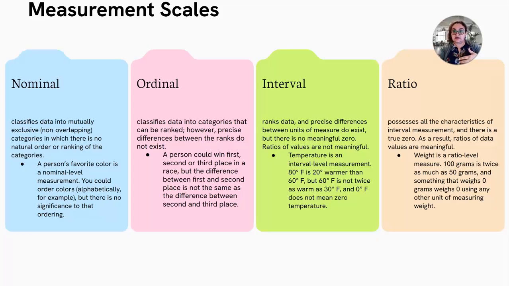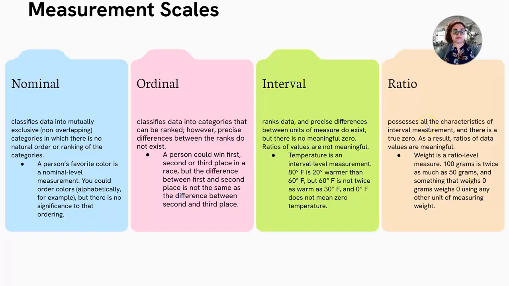Then ratio is the highest level that we'll look at. Ratio can be categorized. It can be ranked. It can have a real 0. So that's the major difference between interval and ratio. So if I have no grains, I have no weight of grain, right? If I have no money, I have no money. It's not the middle point on a scale like interval is. So think of interval as the number line. I can go negative and positive, but ratio 0 actually means something.